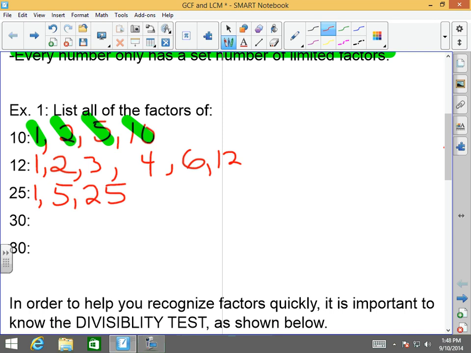How about 30? Does 1 go into 30? Yes, 1 times 30. Does 2 go into 30?